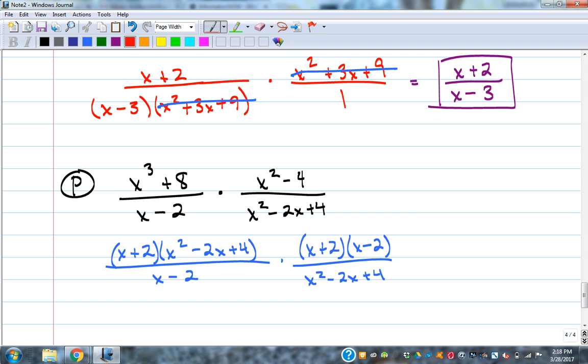What cancels? Okay, so both of the x plus 2's are left. Is that what you're saying? Yeah. That cancels that. This cancels this. So that would be x plus 2, and you could write it squared. That's how I would write that.